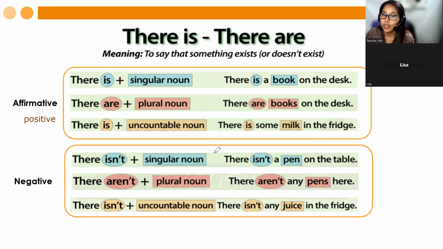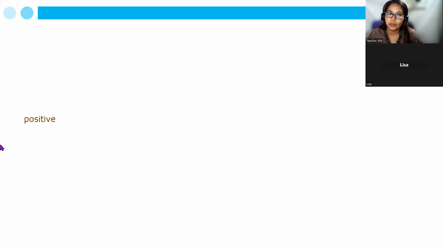Very good, Dolin. So here, we use any to say it in a negative sentence or sometimes in asking questions. Now here we have there isn't plus uncountable. The uncountable is juice because we cannot count the juice unless we put it in a bottle or a glass. So we can say there isn't any juice in the fridge. Do you have any question about here, Dolin? No. Okay, now let's move on from that.